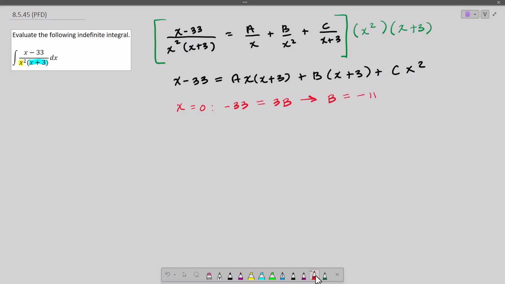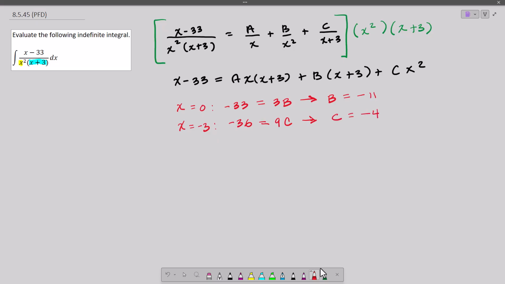Well, let's plug in another convenient value, x equals negative 3. On the left, we'll end up with negative 36. On the right, when we plug in negative 3, that'll go away, that'll go away. Negative 3 plus 3 is 0. So the only one remaining is there at the end. And plugging in negative 3 is going to give 9c. And so c is going to be negative 4.